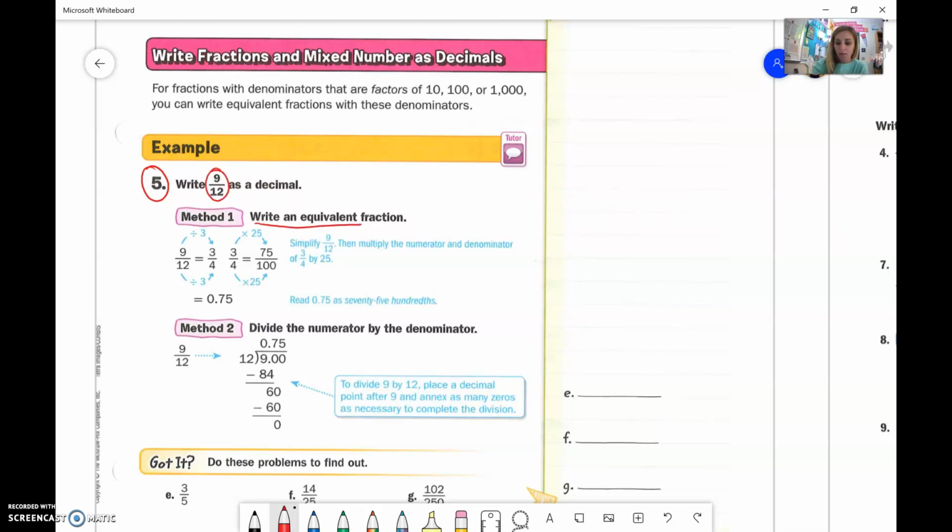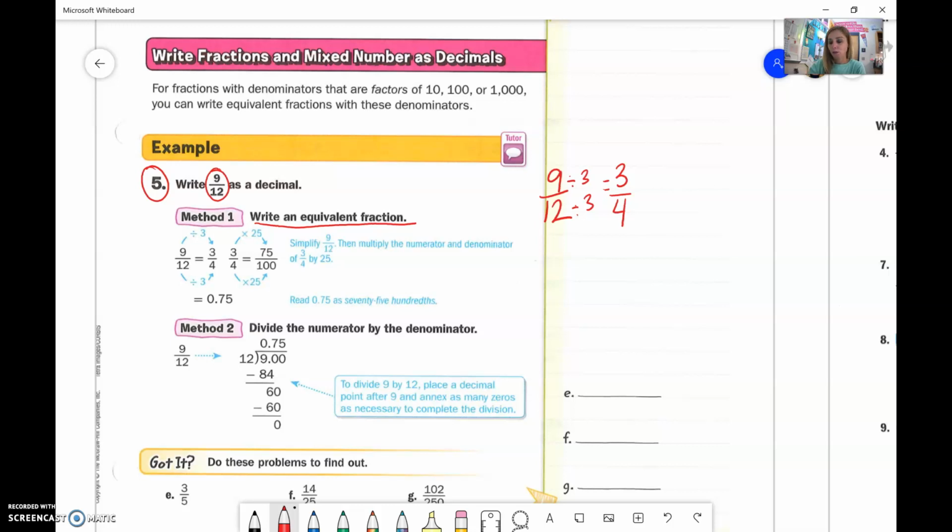So method number 1 says you're going to write an equivalent fraction. In order to write an equivalent fraction, we have to have a denominator that is tenths, hundredths, thousandths, 10,000ths, 100,000ths. So our denominator has to be 10, 100, 1,000 because that is our place value system. If I have 9/12, most of you should now realize, hey, that is not simplified. What happens if I simplify that number? What happens if I divide each of these by 3? I end up getting 3/4.